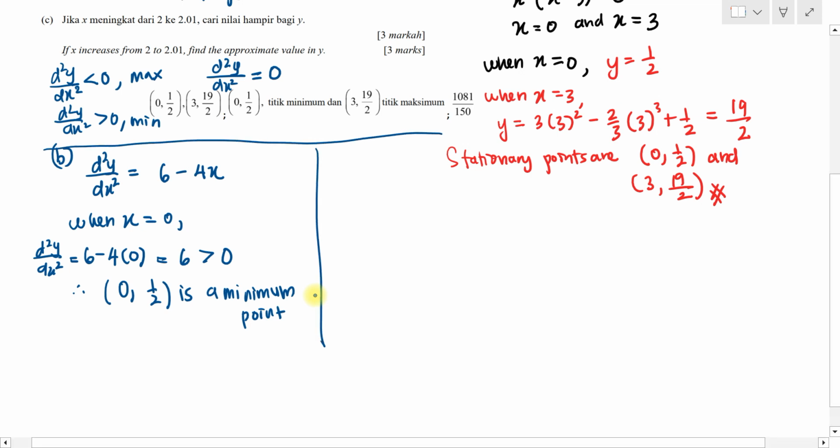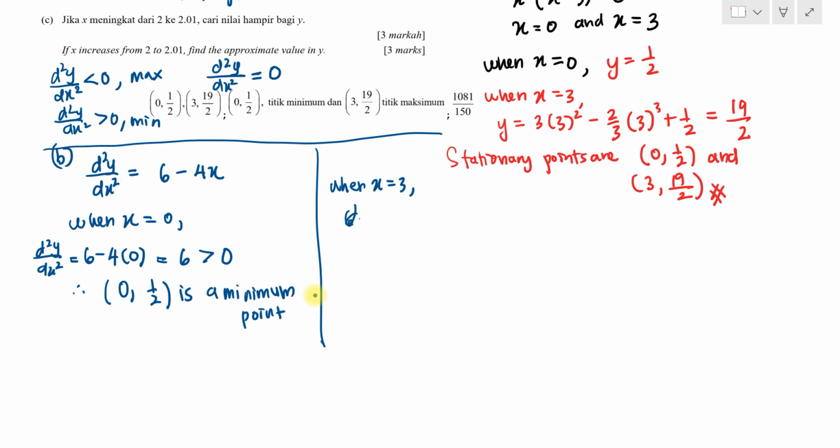Okay, and for when x equals 3, 6 d square y dx square equal to 6 minus 4 times 3. You'll get negative 6, which is less than 0. Less than 0 means what?